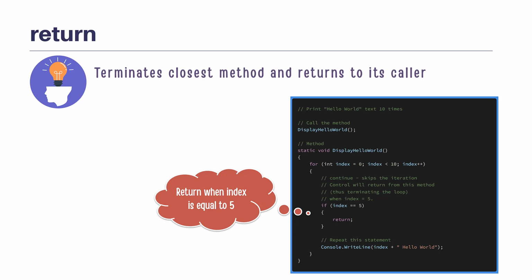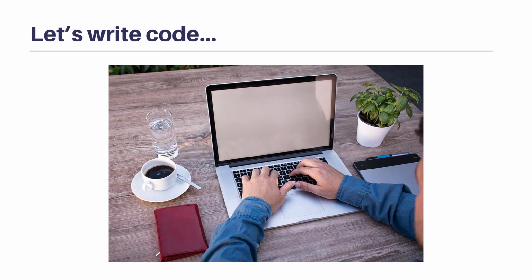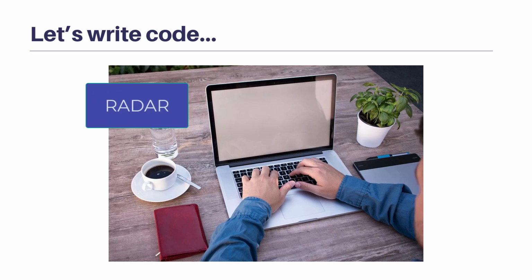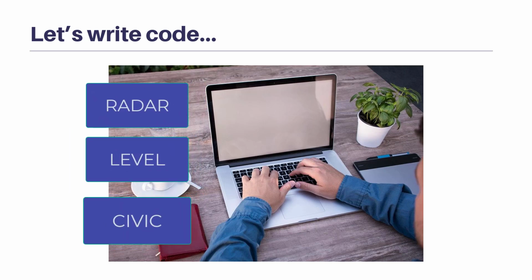Okay, let's move on. Now again, it is time for us to open Visual Studio and try these jump statements in our code. Let's write a program to check if a string is palindrome or not. A palindrome is a word, number, phrase or other sequence of characters which reads the same backward as well as forward. For example, words like radar, level, civic remain same even if the order of letters is reversed.